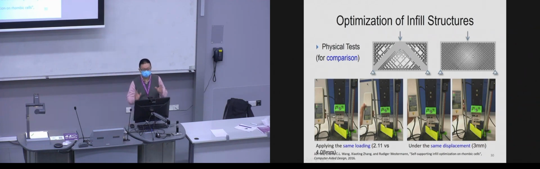Both of these structures consume the same amount of material. Of course, fabrication-wise, it takes the same amount of time to fabricate. Let's see, the first test happens by applying the same force. I'm not sure whether you can see the screen clearly. So we apply 62 Newton as a force here, and the same 62 Newton here. For the optimized one, it only gives you a displacement of about 2.1 millimeters. For the non-optimized one, it's actually this one, it gives you a very large displacement. So basically it means it's very soft, right? It's not as stiff as the previous one.